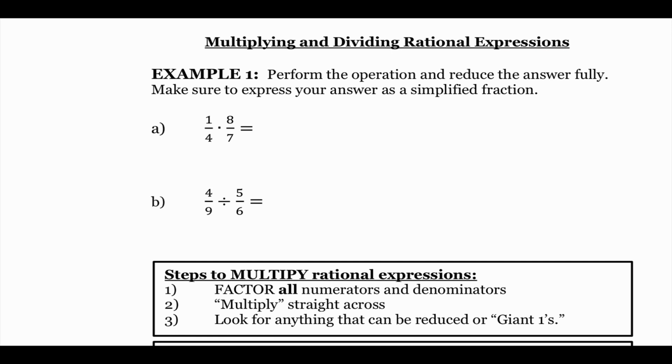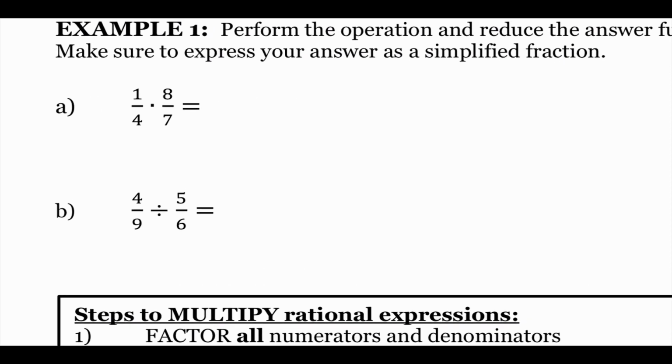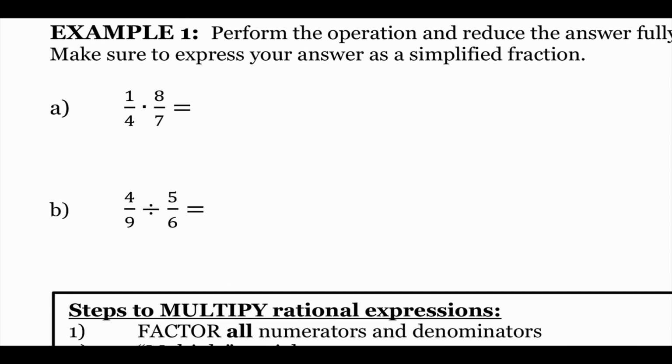Okay, so I'm going to do it a little different because I'm going to show you the steps that we're going to use. So I know if I multiply straight across, it's going to be 8, and if I multiply straight across on the bottom, it's going to be 28, right? But what I need to do is write them together. The reason I'm doing it like that is because I'm going to see if I can reduce them.